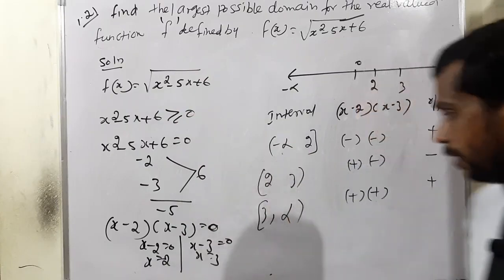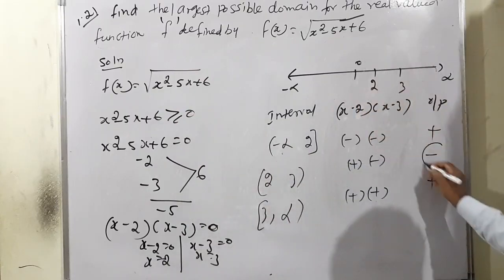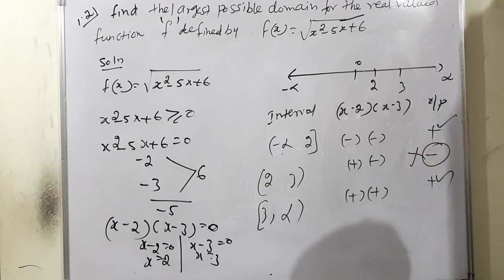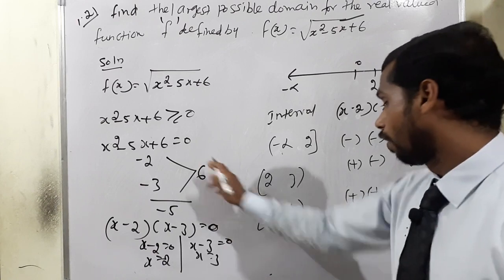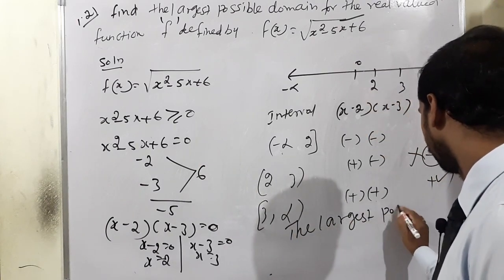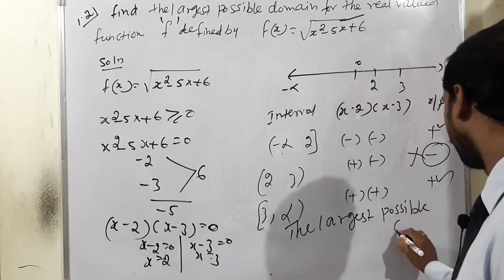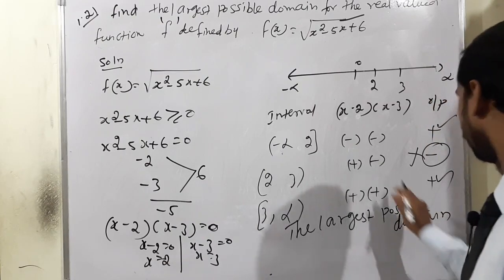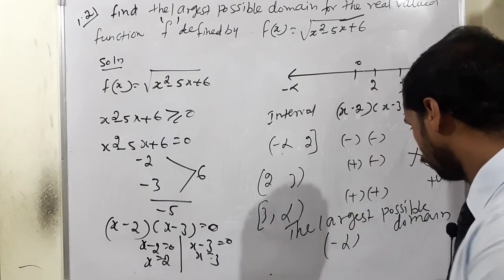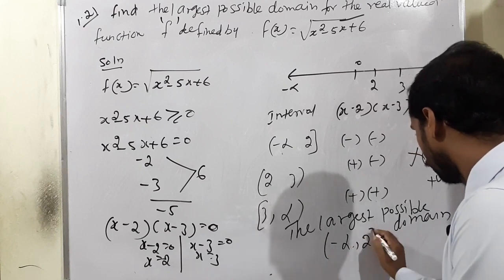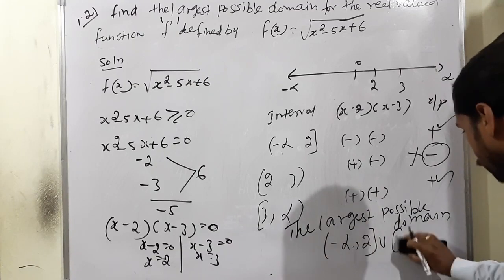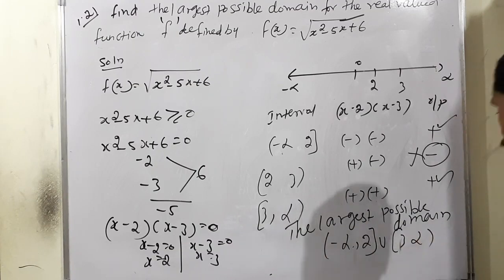Only positive cases. Here we have 3 different outputs, but in the second output we have a negative. So it's not a function. Only the first case and last case have an output. Therefore, the largest possible domain, what are the values? Minus infinity to 2, closed interval, union 3 to infinity. This is a closed interval.